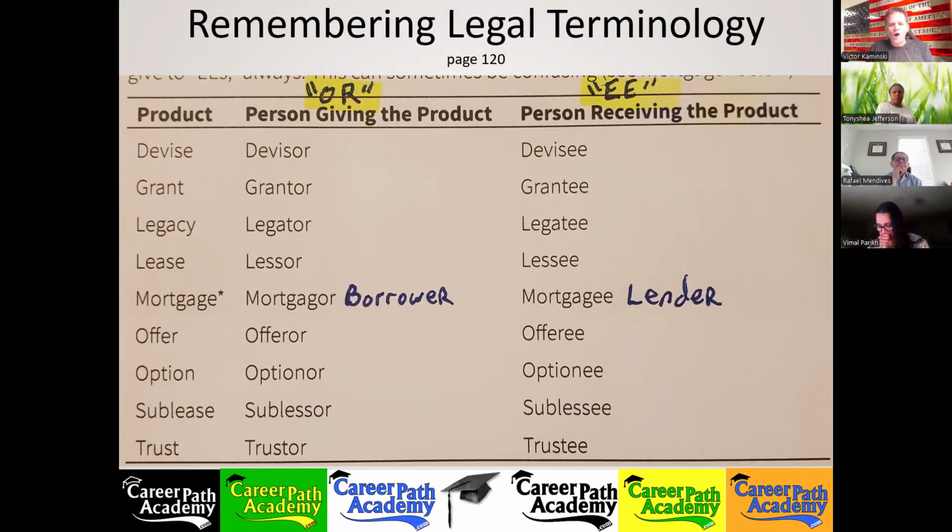The mortgagor is the borrower. That's the way to remember it, okay? And so pretty much this is how words that end in OR work. As long as you know what the root word is, if it ends in OR, that's the person that's giving whatever they're talking about. And if it ends in EE, that's the one that's receiving it.